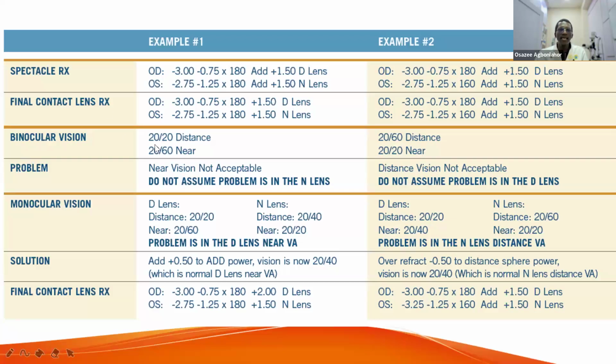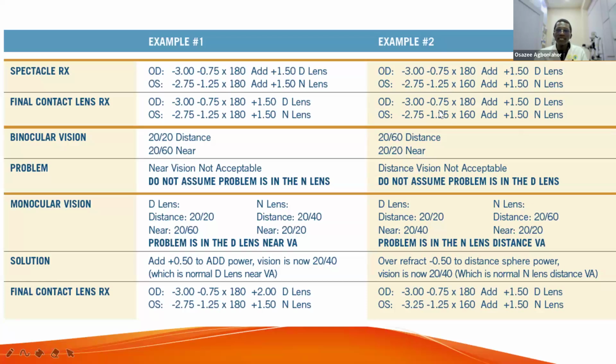Now, the same thing, if you look here, when they did binocular visual acuity check, the near vision was a problem. Okay, the near vision was a problem. Now, they did monocular verification and found out that it was a distant lens here that had near vision to be 20/60. And they did that manipulation and got the final prescription for the right eye. They increased the add from 150 to 2. And this brought the patient to the expected binocular visual acuity.